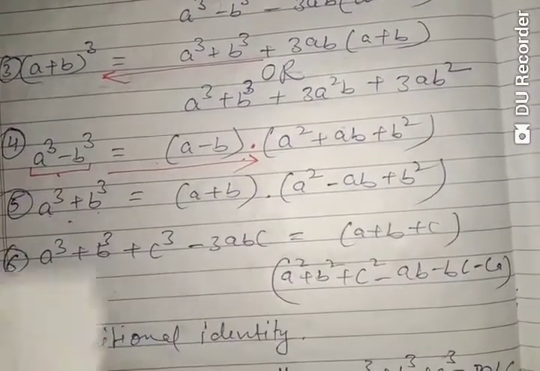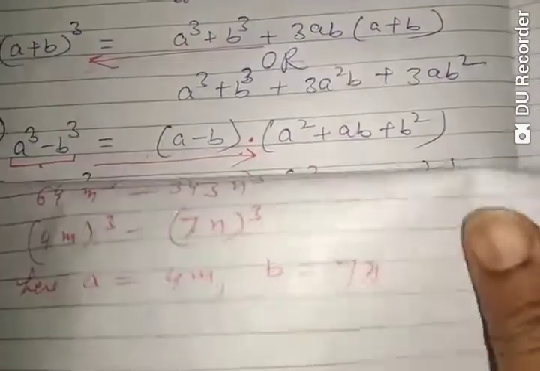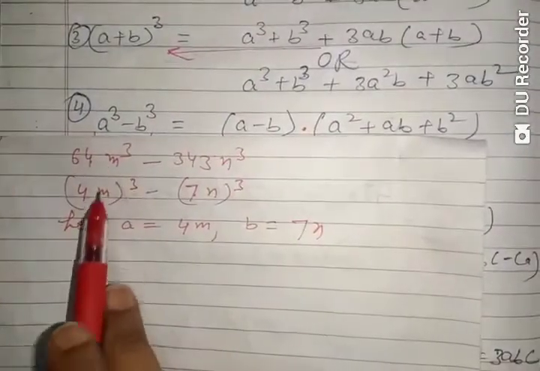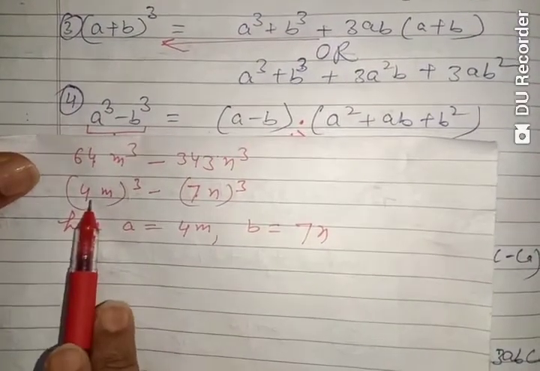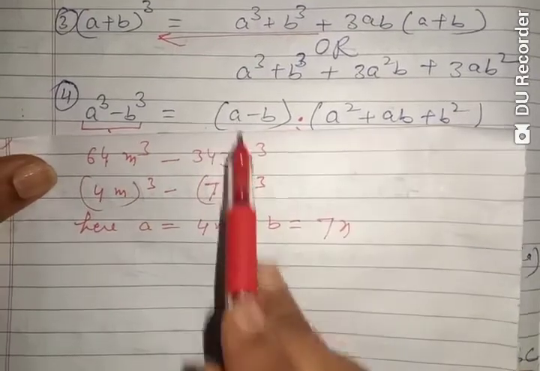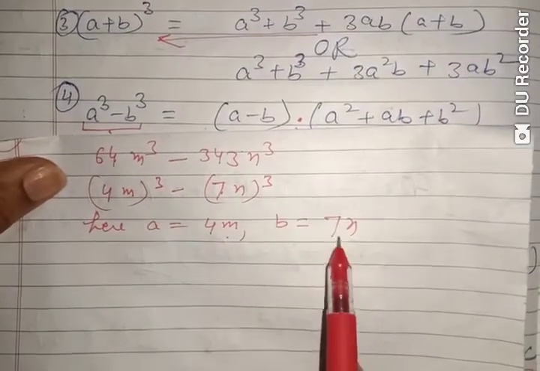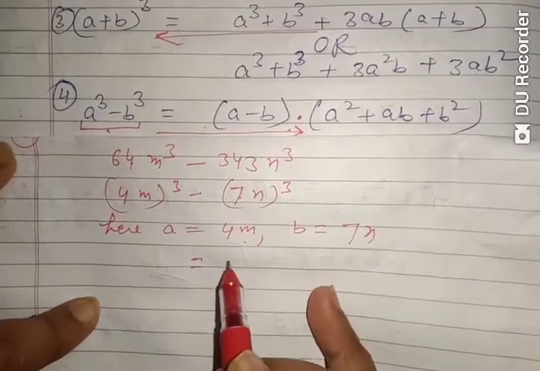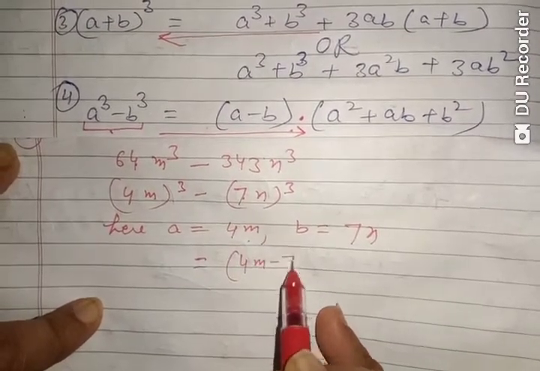See here, it is a cube minus b cube. A cube minus b cube. A here is 4m and b here is 7n. So the final answer we can write here. It is equal to a minus b.